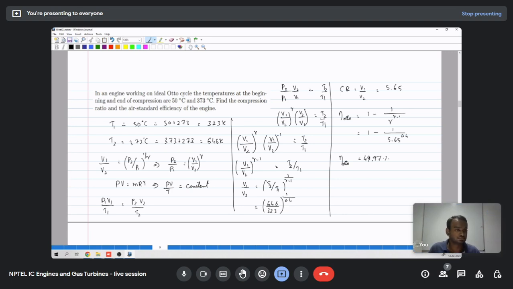So gamma you took as a standard value, is it? Yes, 1.4. Yeah, gamma, if it is not given, you can take it as 1.4, because gamma of air at atmospheric temperature is generally 1.4. Okay, thanks.